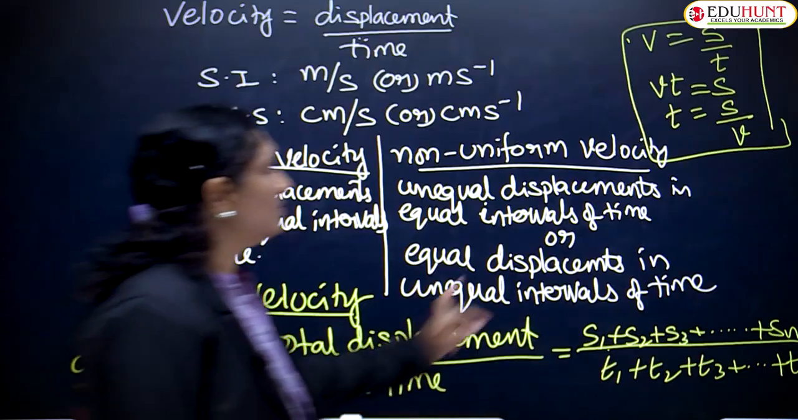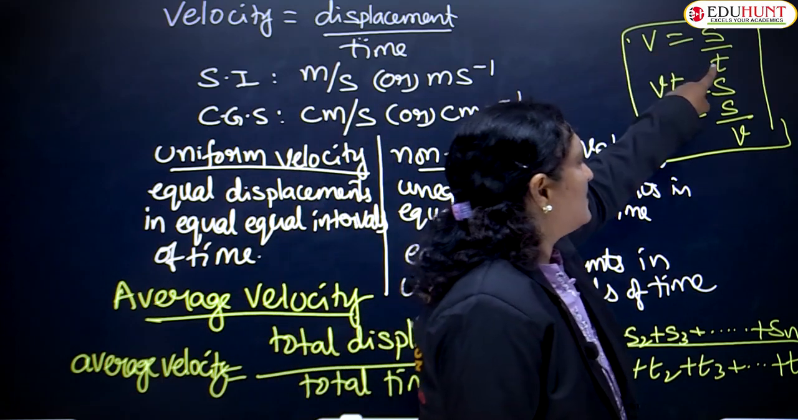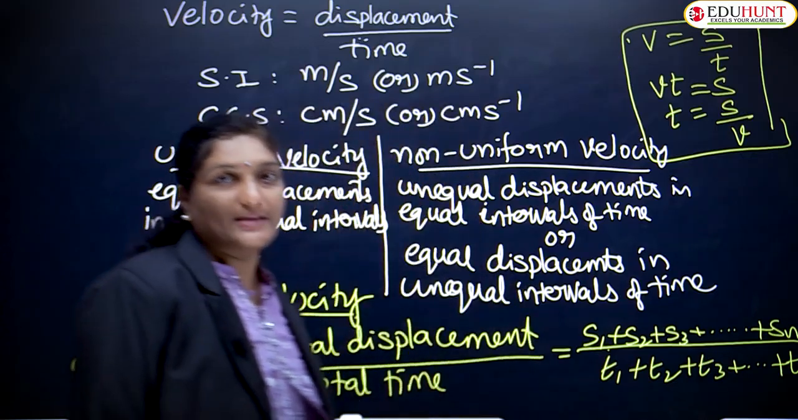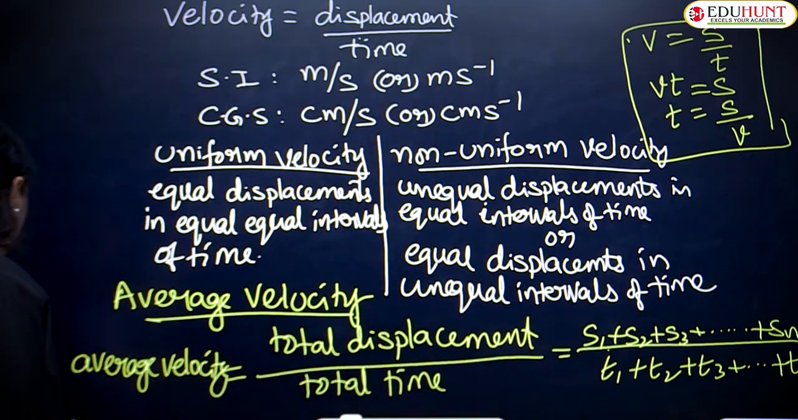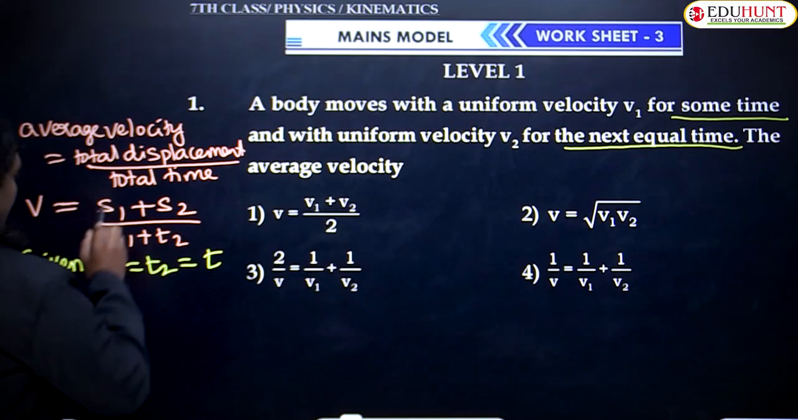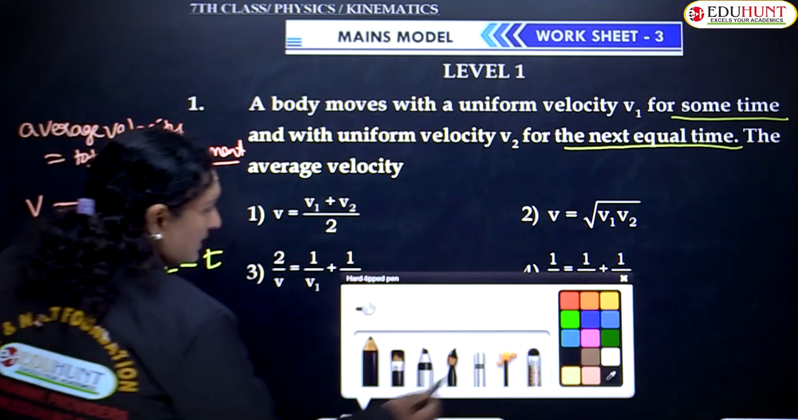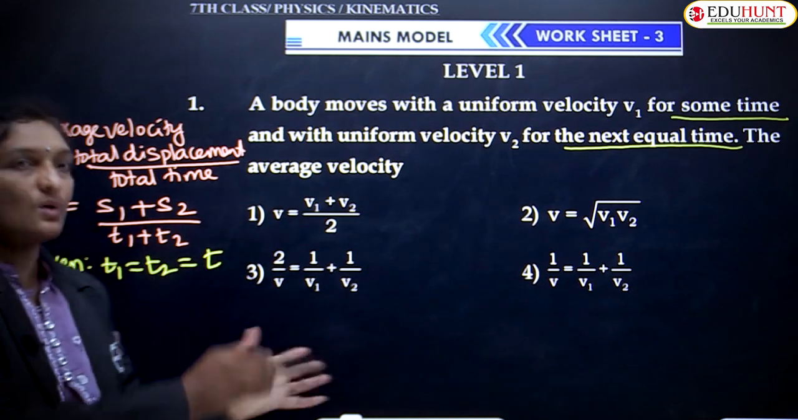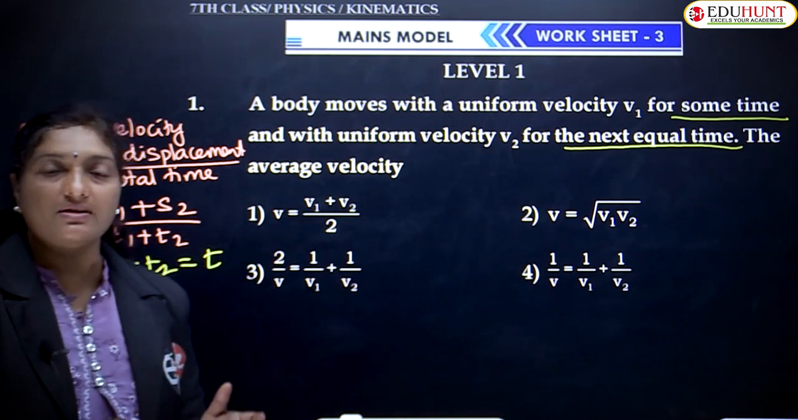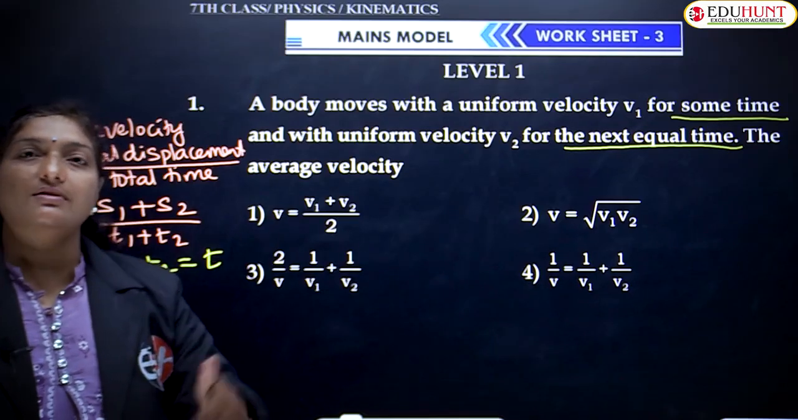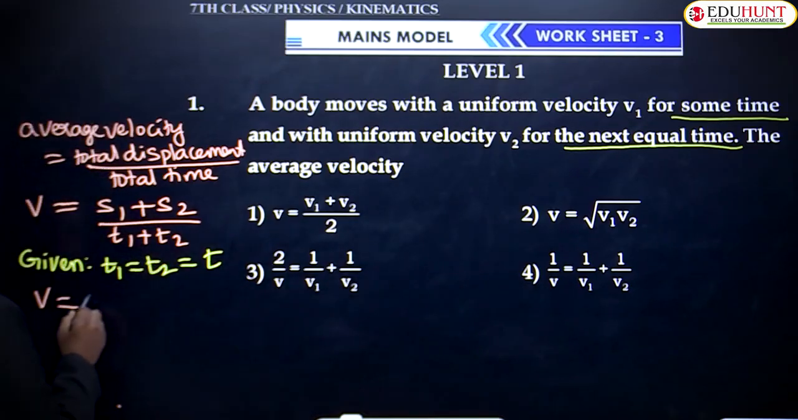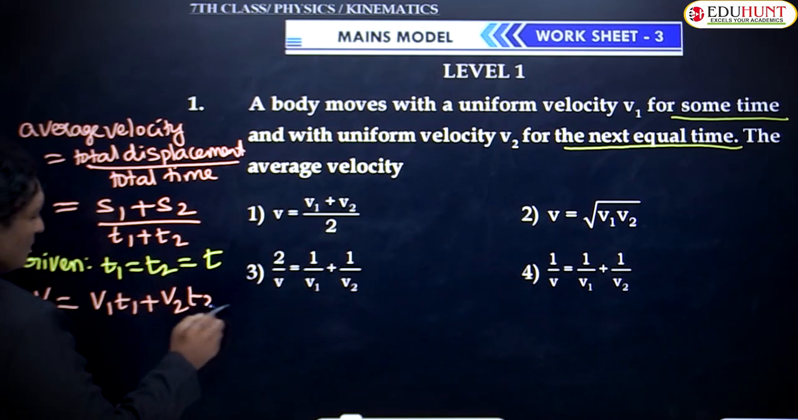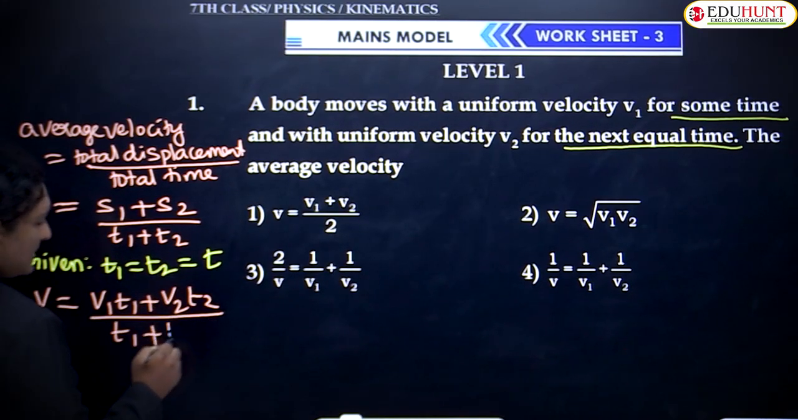Children, earlier I told you that velocity equals displacement by time, or displacement equals velocity into time. So let us check it out. Instead of displacement, I can replace displacement with velocity into time. S is equal to Vt. Then S1 is equal to V1 T1, S2 is equal to V2 T2. So replacing S1 as V1 T1 and S2 as V2 T2, by T1 plus T2.